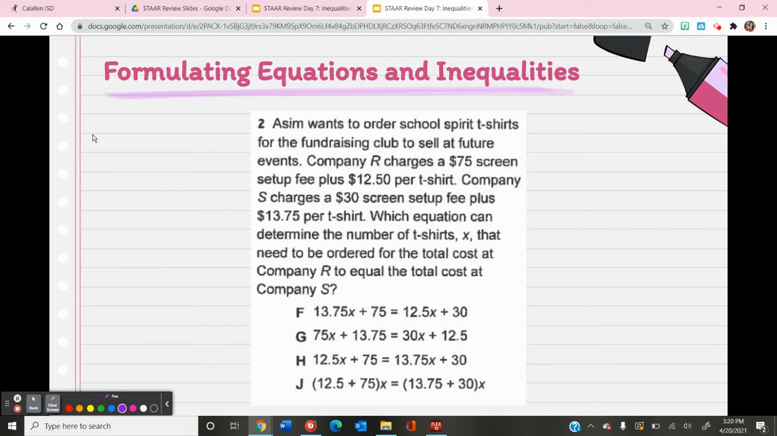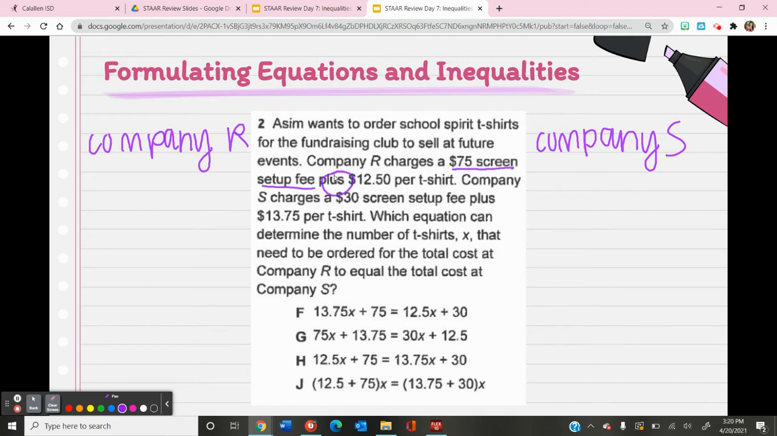So here on one side, I'm going to have company R. On the other side, I'm going to have company S. So for company R, they charge a $75 setup fee plus $12.50 per t-shirt. So I'm trying to find the total cost. So they charge you $75 for the setup fee, and then for every t-shirt you print, it's $12.50. So again, that word per indicates that the $12.50 is going to get the X. So 75 plus $12.50 X.